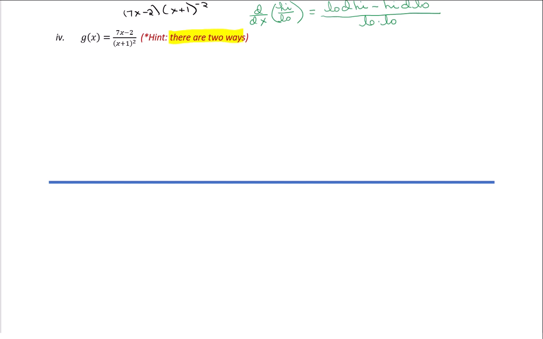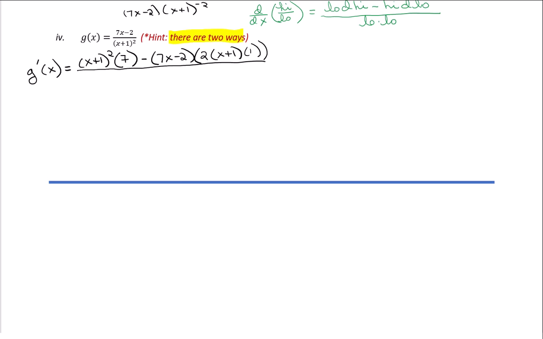So let's take a look at g. So g prime of x would be the bottom function, (x plus 1) squared, as is, times the derivative of the top function, which would be 7, minus the top function, 7x minus 2, times the derivative of the bottom function, 2 times (x plus 1) to the first, times the derivative of the inside. But again, that derivative of the inside is just 1. All of that divided by the bottom function squared. So (x plus 1) squared quantity is going to be squared again.